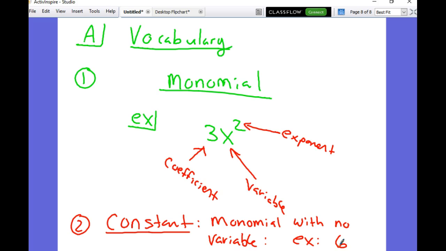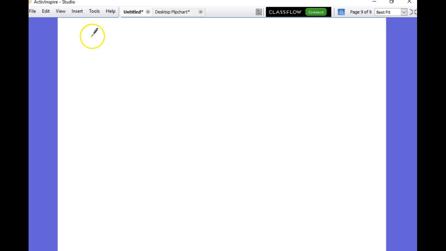Okay? I'm going to go ahead and move on to another slide here, guys. Number 3, let's start off with an example. If you have 2 monomials being added together, that makes it a binomial.